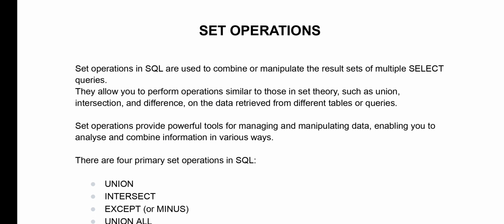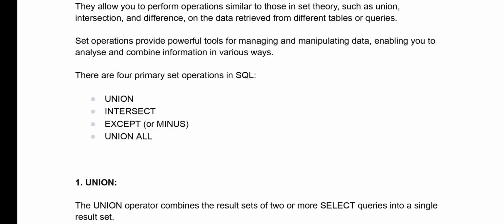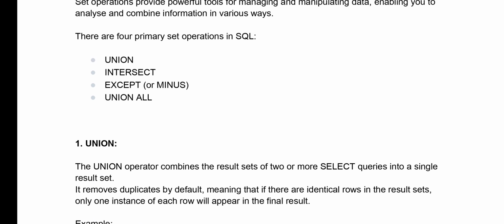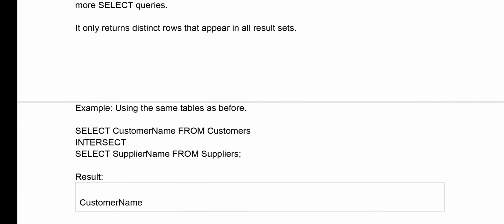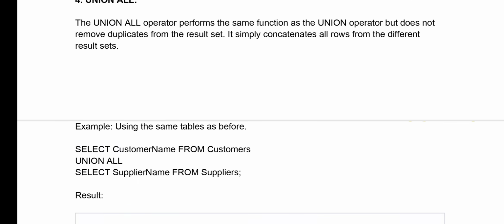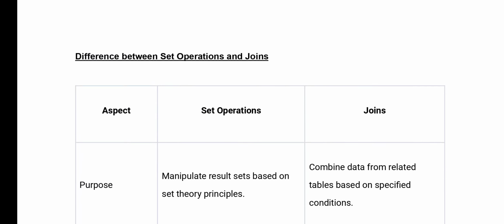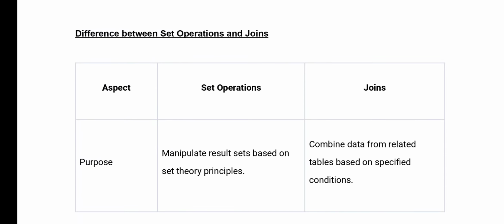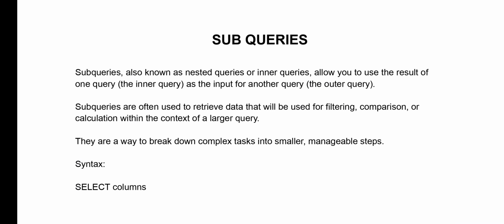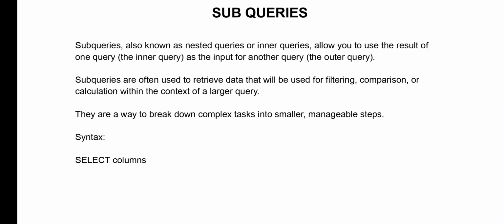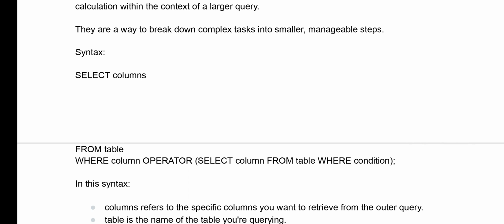And then we have discussed the set operations. Okay, so the following keywords will come into the picture: union, intersect, except, union all. So we have talked about union, we have talked about intersect, we have talked about except, and then we have talked about union all. Okay, and we have talked about the difference between set operations and joins. And then in the next section we have talked about the subqueries.